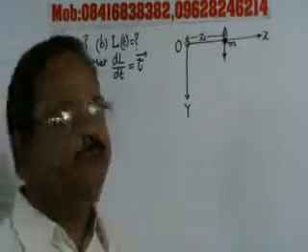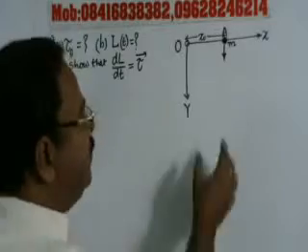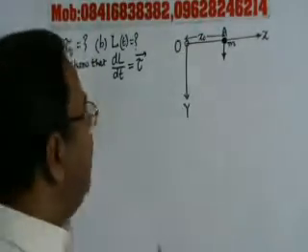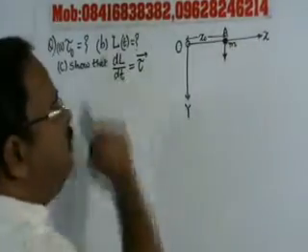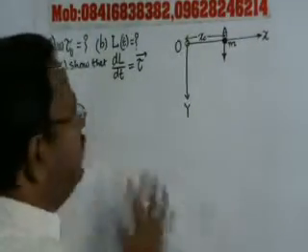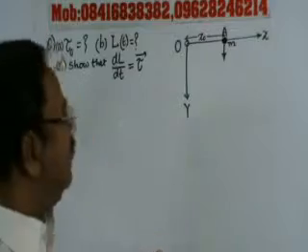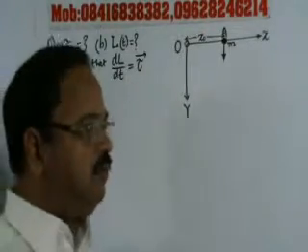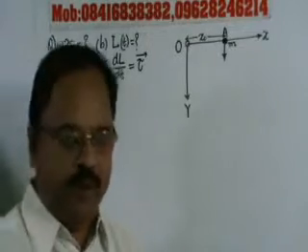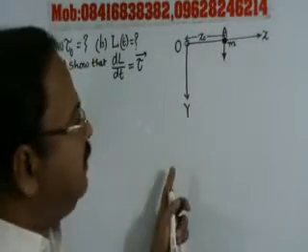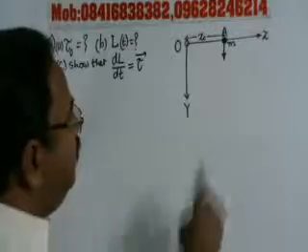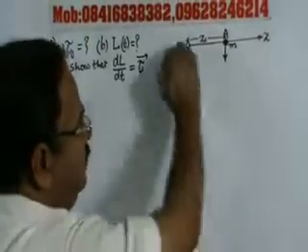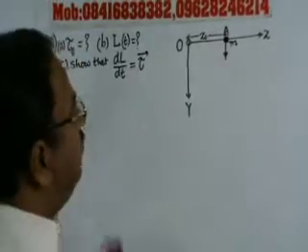The second part: find the angular momentum of the particle at any time t about this origin, as a function of time. And the third part: show that the relation tau equals dL by dt yields a correct result when applied to this problem. Now what is given in this problem? The mass of this body is m.